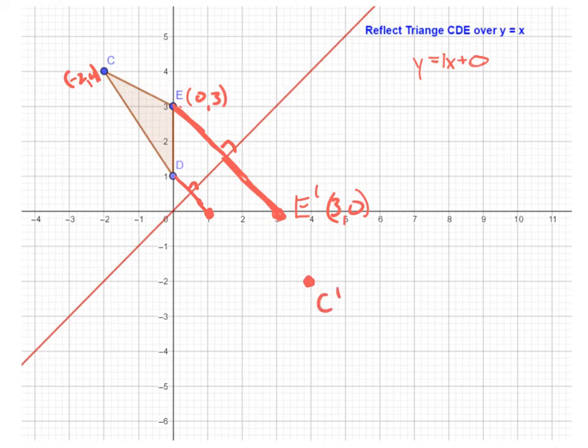All right, and if we connect those points, I'm just going to do it by hand here real quick. You get the triangle reflected across that line. Mine's not very perfect, but it doesn't have to be. It gets the point across.